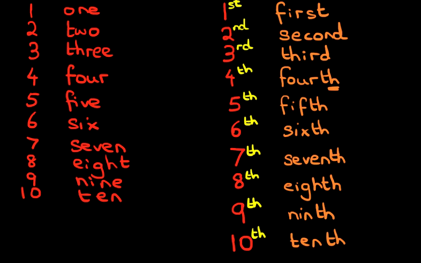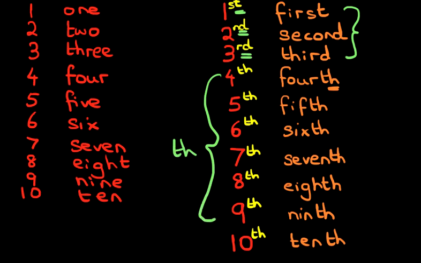Always make sure that you know that the first three are different from all the others. We've got first, second, third. They are written differently, and they've got an ST, ND, and RD. All the others have got a TH. They end with a TH.